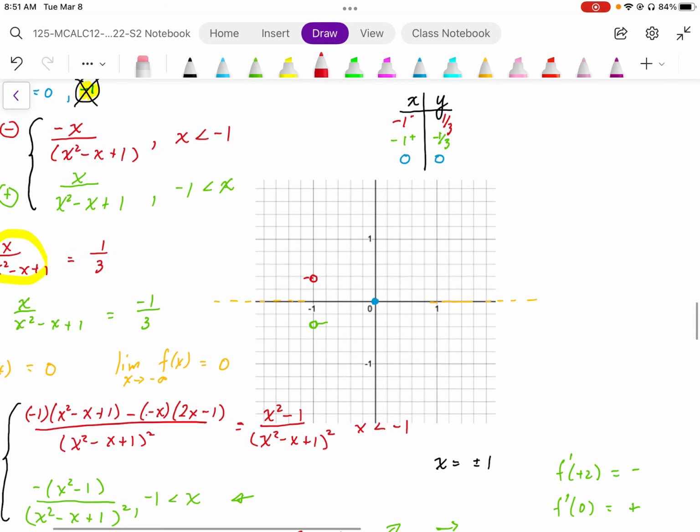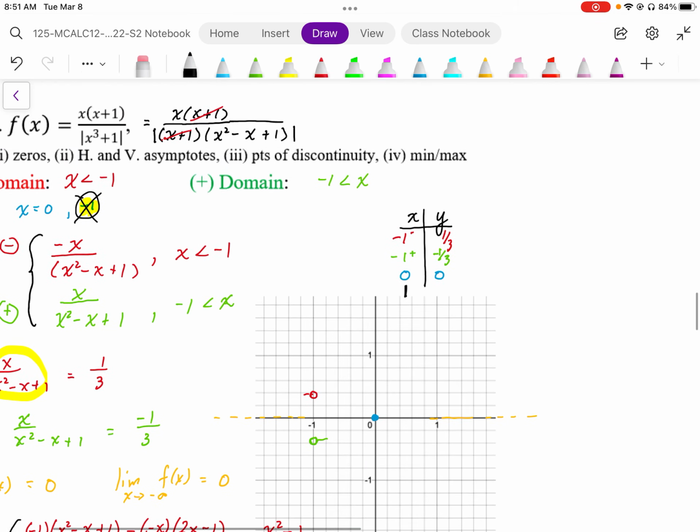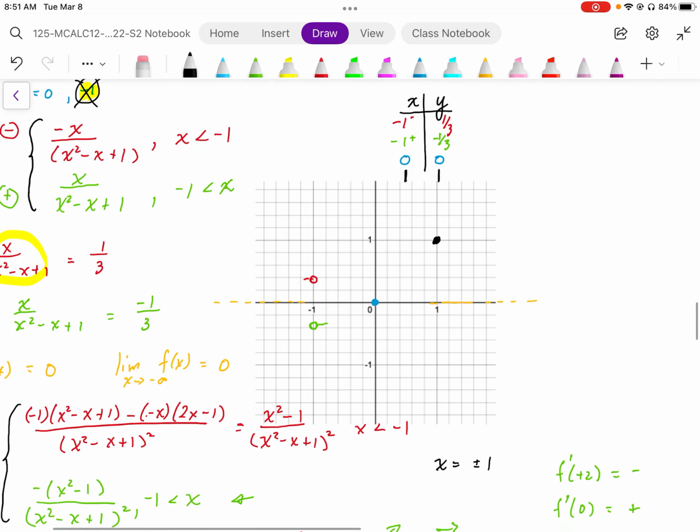So I'm actually going to put that into my list of points. At x equals 1, plugging into my original function, I'm going to get 2 in the numerator divided by 4 in the denominator. So I end up with 1/2. Oh, that's not going to be 1/2. That's going to be 2 divided by 2. So I'm going to end up with x equals 1, y equals 1. So then I have a max coordinate here at (1, 1).